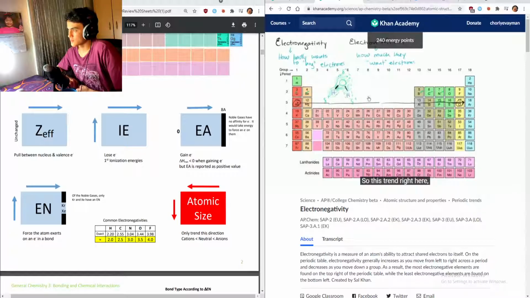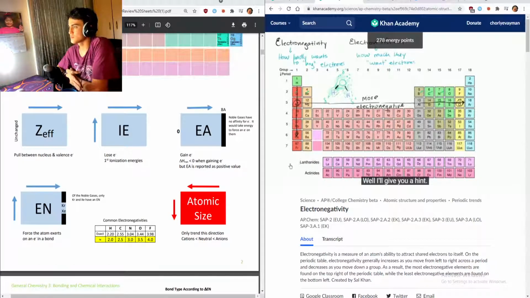So this trend right here, when you go from the left to the right, let me write this, you're getting more electronegative as you go to the right. Now, what do you think the trend is going to be as you go down in a group?